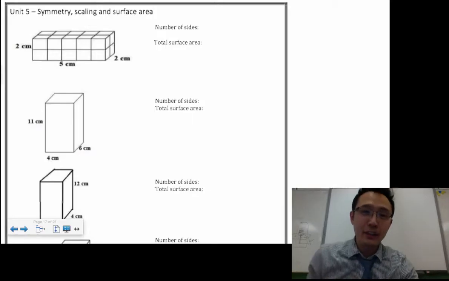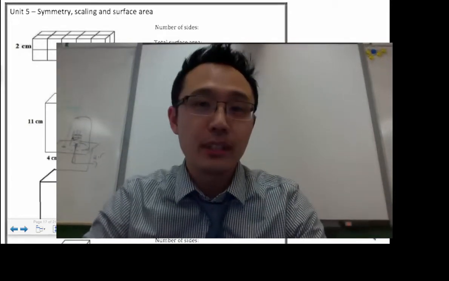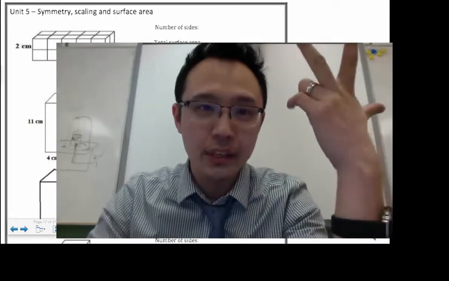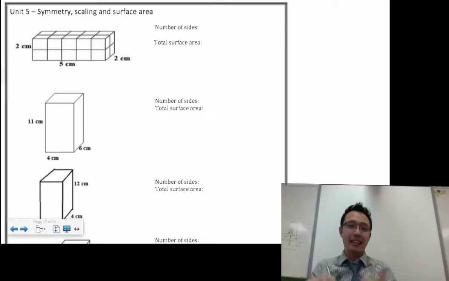So here's the final unit of your exam review. This is going to be unit 5. This is about symmetry, scaling, and surface area. The first page is about surface area, and again, surface area is basically the surface and the area.